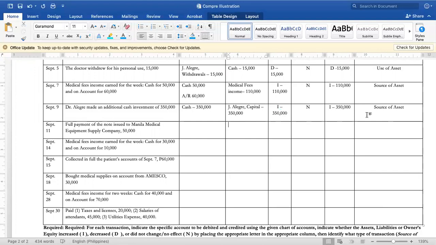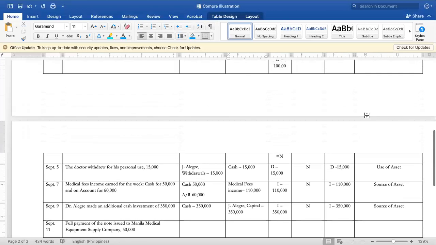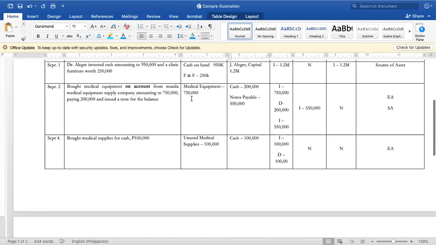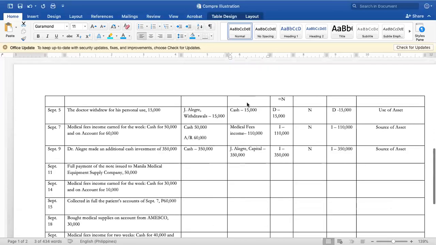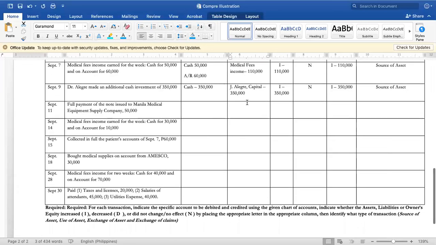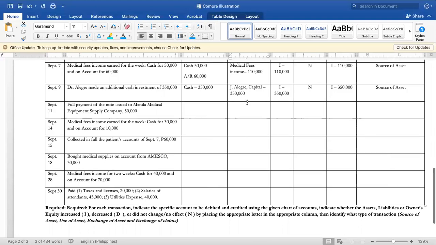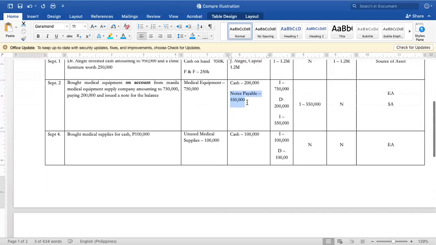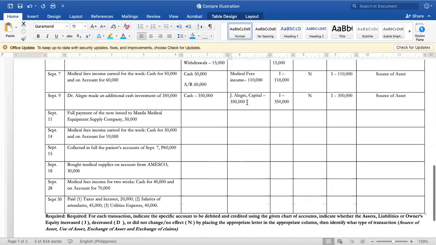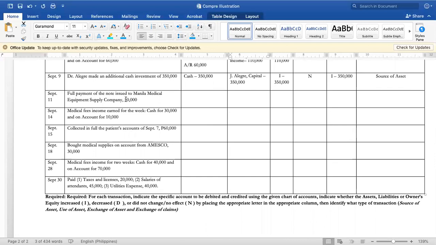Next, full payment of the note issued to Manila Medical Equipment Supply 50,000. Di ba kagayina nangutang ta og medical equipment? Pila tong utang? Kani, notes payable 550,000. So, on September 11, atong gibayaran, full payment naman nino. So, I think there's a typo there. So, this is 550. Okay. So, that's 550,000. So, gibayaran na to tanan utang, full payment of the note issued to Medical Equipment Supply.